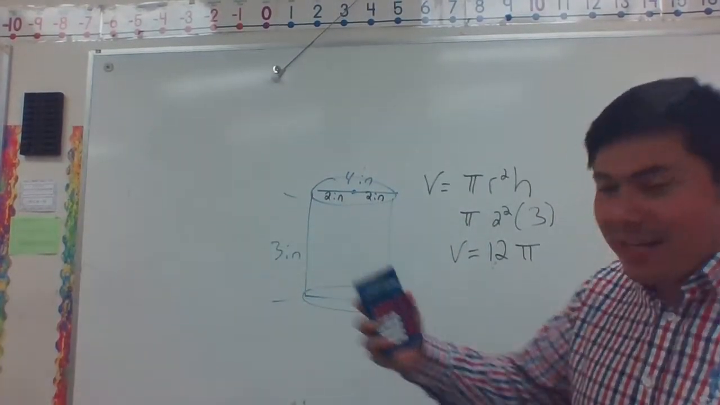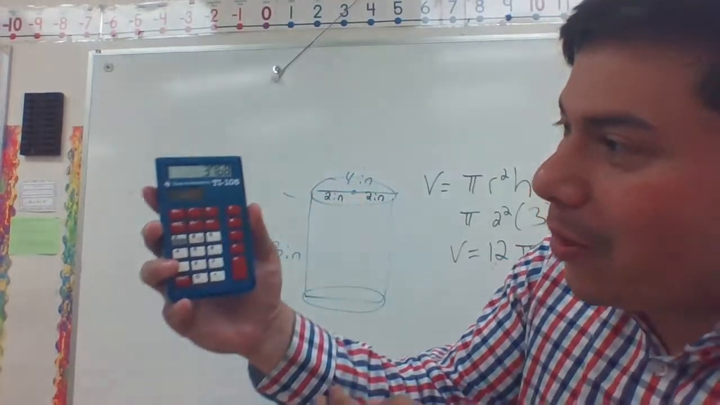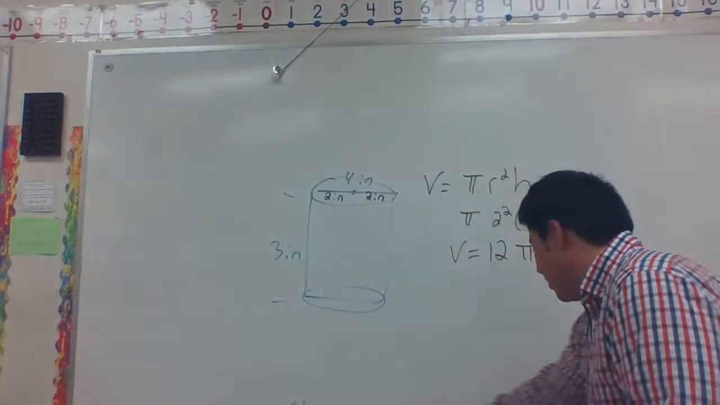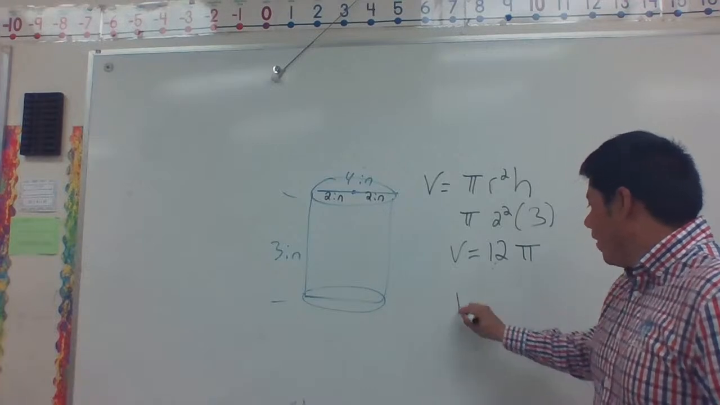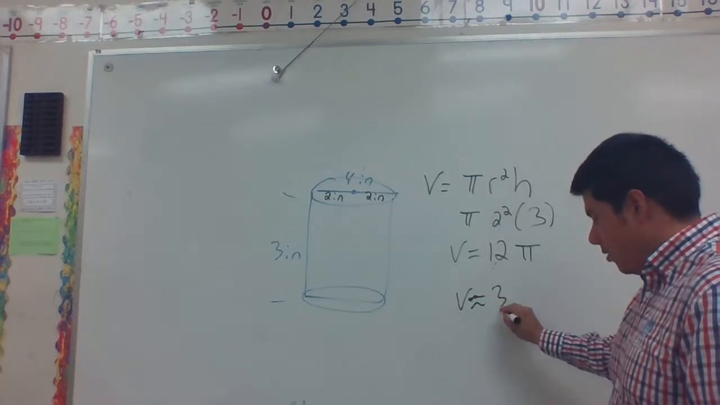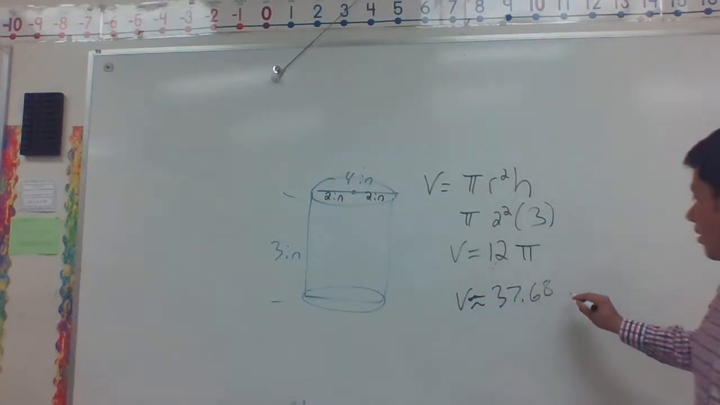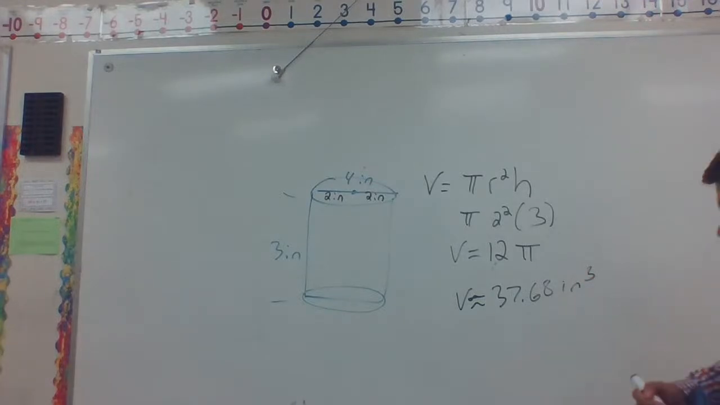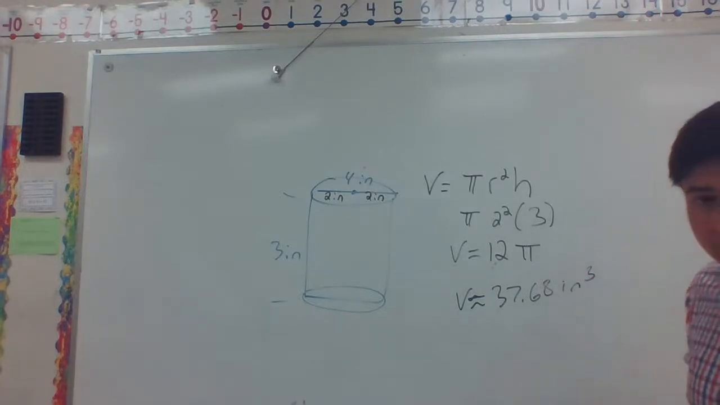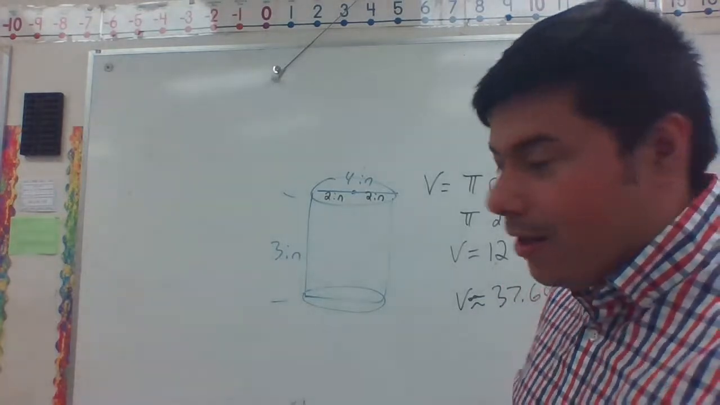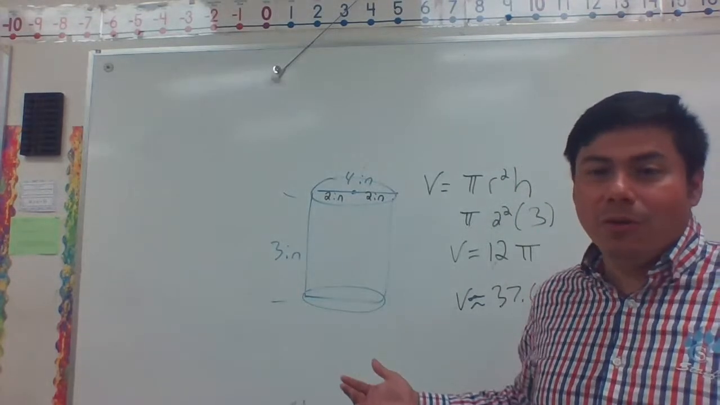All right. Let's keep going here. Oh, I got the answer. 37.68 is the answer. So volume is approximately 37.68 inches cubed. Okay. That is my answer there. We're done. That was the whole deal.